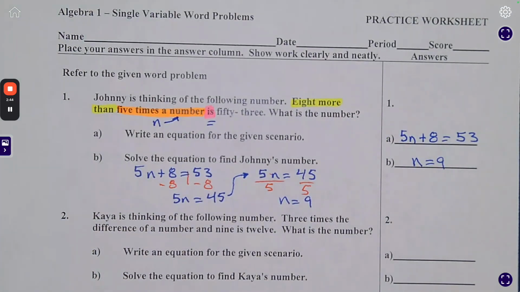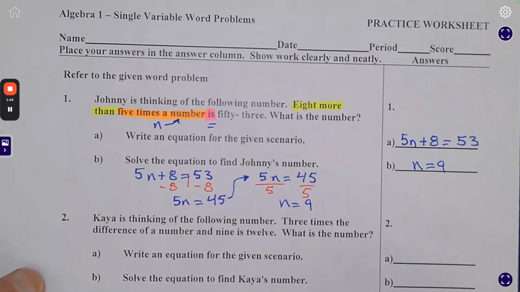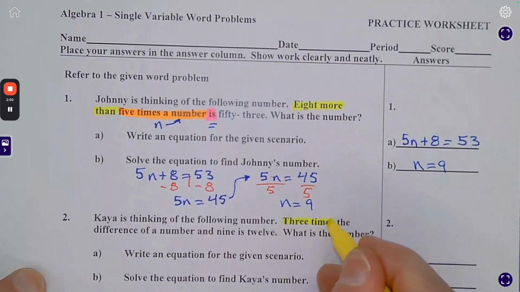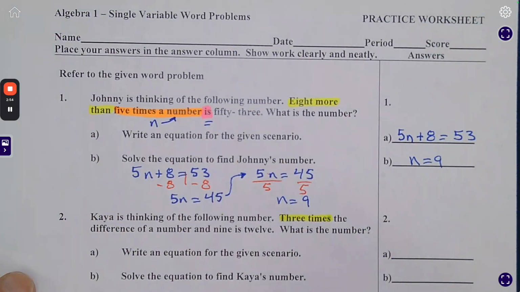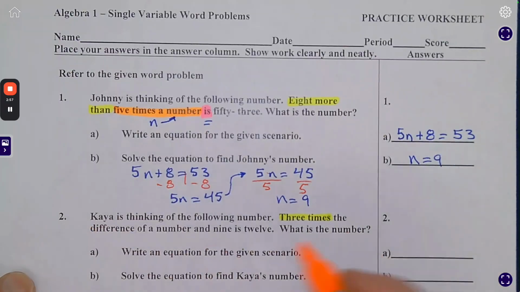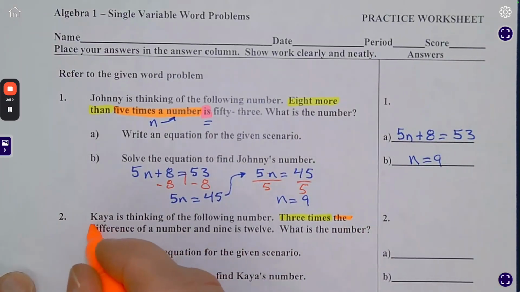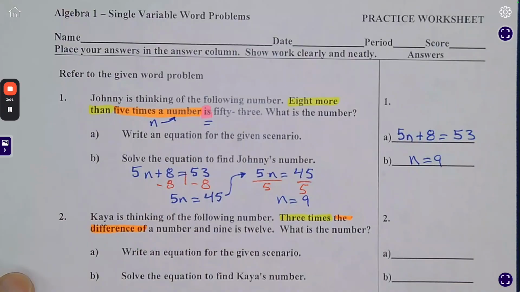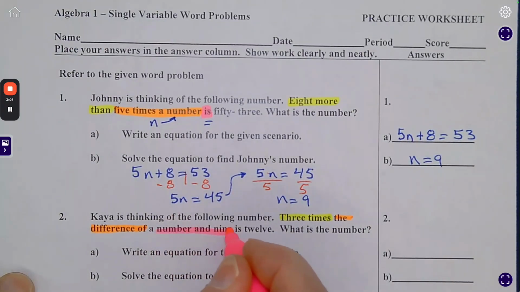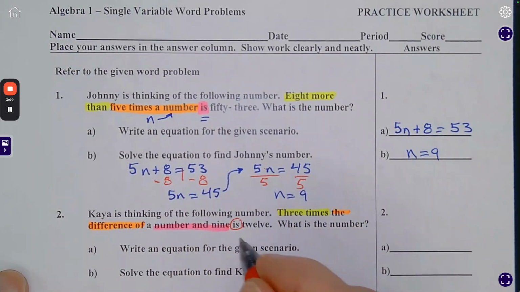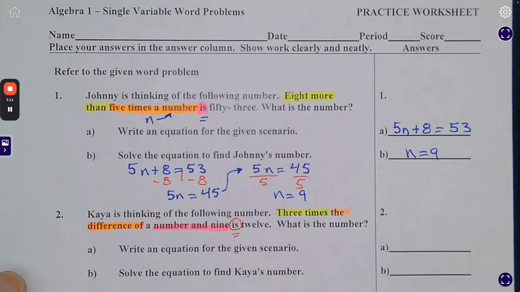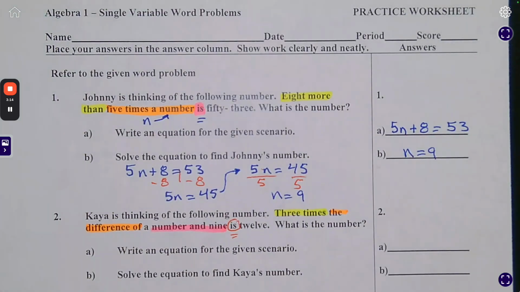Kaya is thinking of the following number. 3 times the difference of, okay, so 3 times, that's important. The difference of, this is also important. This means something new. A number and 9. Right there. And then we already know that the word is means the equal symbol. I think you know what 12 is. All right, so let's talk about this.